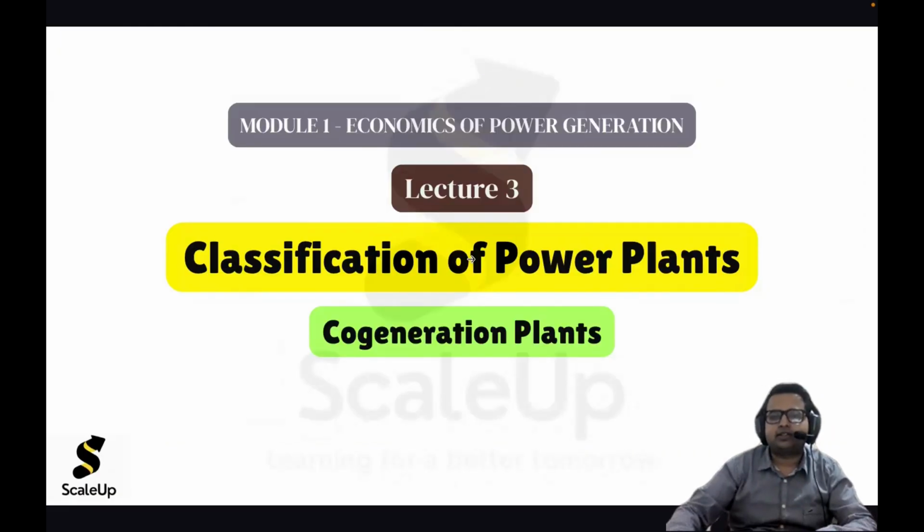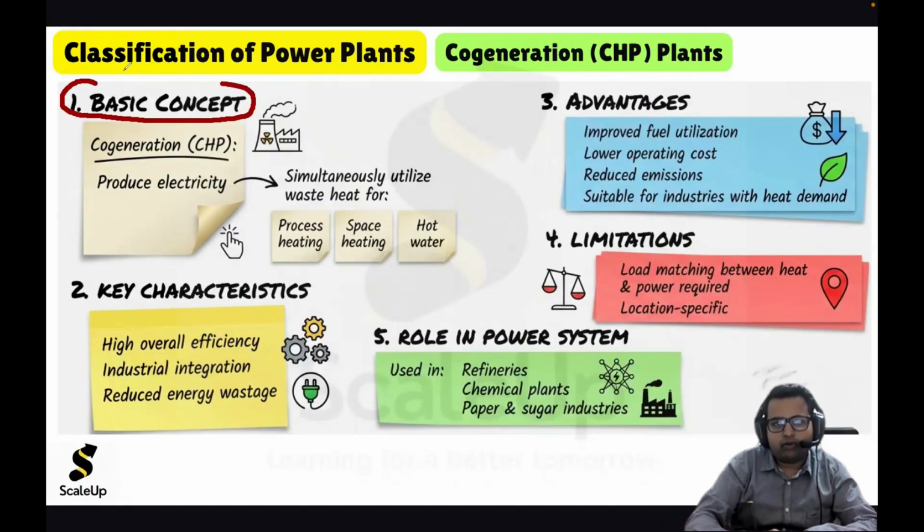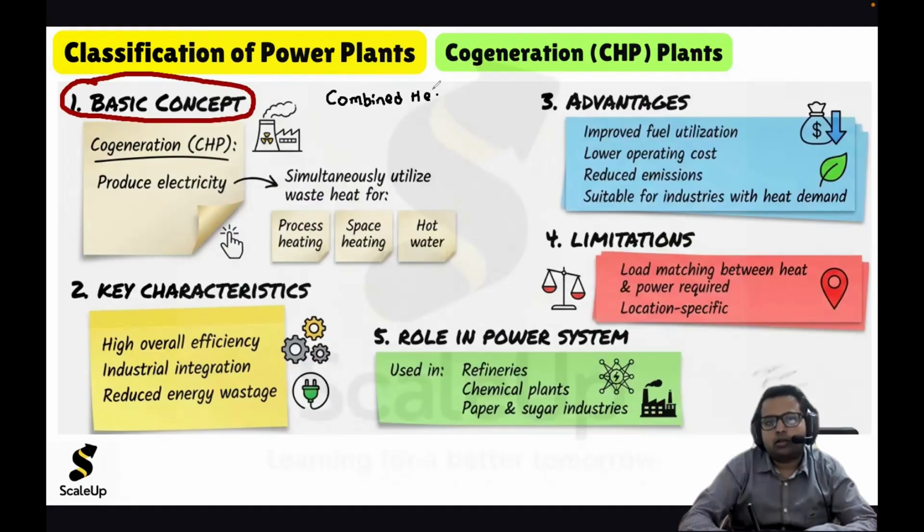Cogeneration plants. They are also called CHP plants. If we talk about the basic concept of cogeneration plants, they are basically combined heat and power plants. What is the meaning of combined heat and power plant? These cogeneration power plants make use of waste heat. They simultaneously utilize waste heat. Now, what is waste heat?